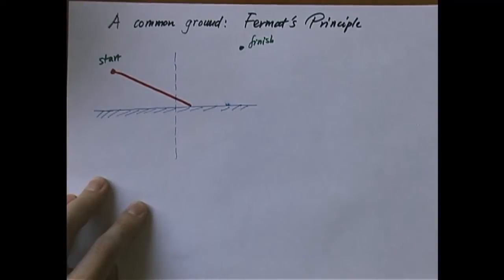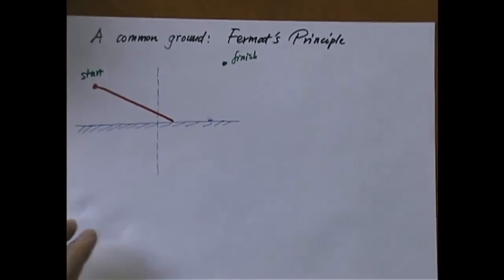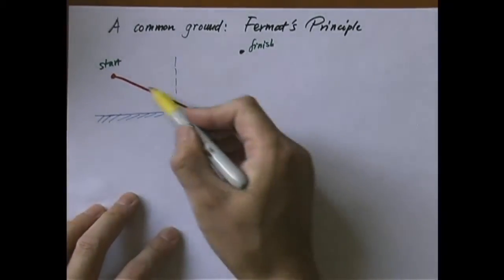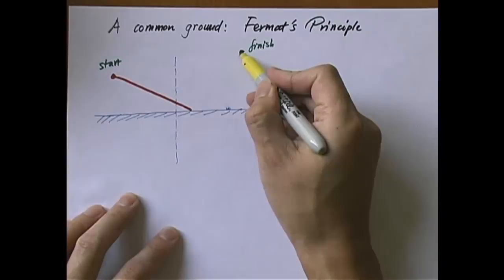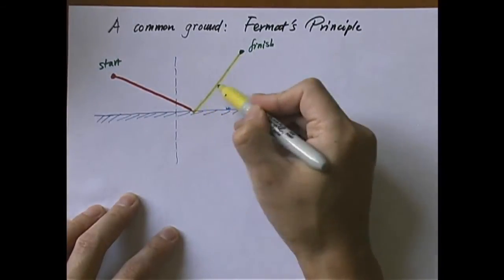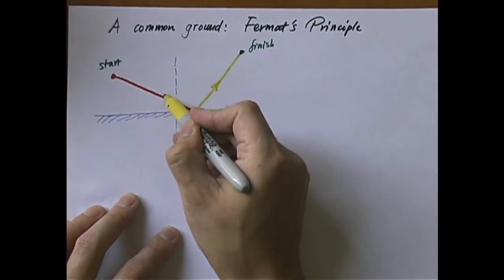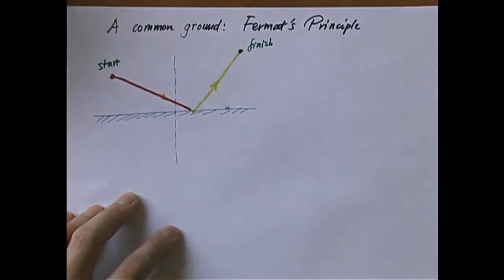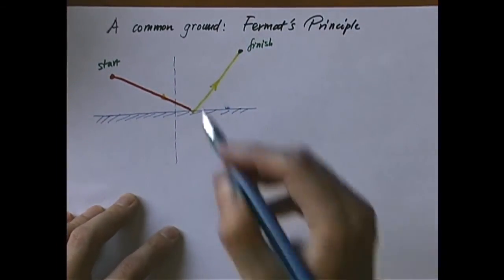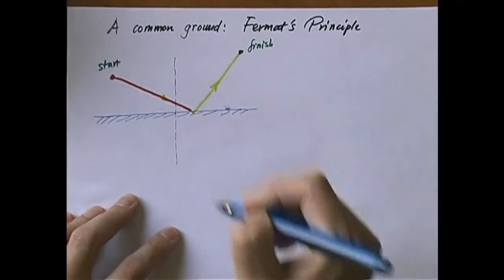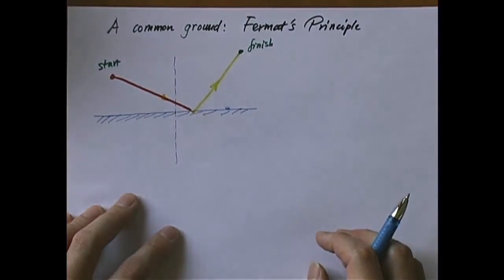Let's find these two paths. Let's say we have this line here, and then we have this line. So light comes in and reflects out. Now the way I draw it, obviously Snell's law is not quite satisfied because this angle and that angle are obviously not the same. I want to show you that this is not the choice in accordance with Fermat's principle.